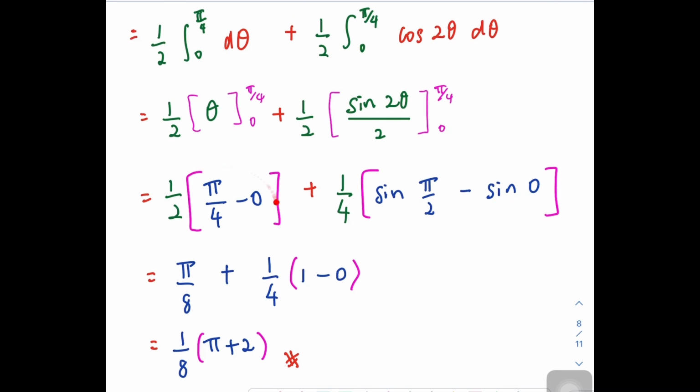So let's solve this value here. 1 over 2 times pi over 4, this is pi over 8. Then let's solve this one. 1 over 4, sine pi over 2 is 1, sine 0 is equal to 0. Therefore, this is your answer, pi over 8 plus 1 over 4. So let's take out the constant 1 over 8. Inside the bracket, you are left with pi plus 2. Therefore, this is your final answer.